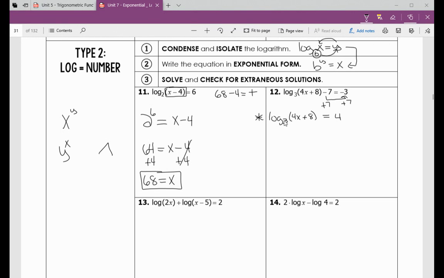Now I have a logarithm equal to a number. So I will always grab the base and raise it to this power. So 3 to the 4th power equals whatever is inside that group. Now, this answer is going to be a fractional answer, so do not give me the decimal. 3 to the 4th power is 81.